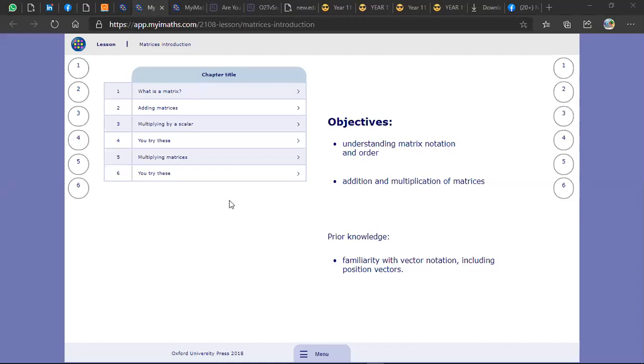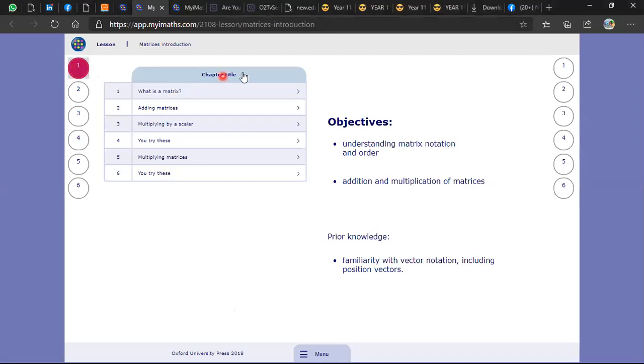The topic we are looking at today is matrices. We're going to be looking at understanding what a matrix is, understanding the notation, and the order of a matrix. We shall also be talking about addition and multiplication of matrices. There are things you should have known before now in this class, basically your algebra and all the rest, vector notation, including position vectors, by the time we begin to apply this to this topic. Okay, so let's get right to it.